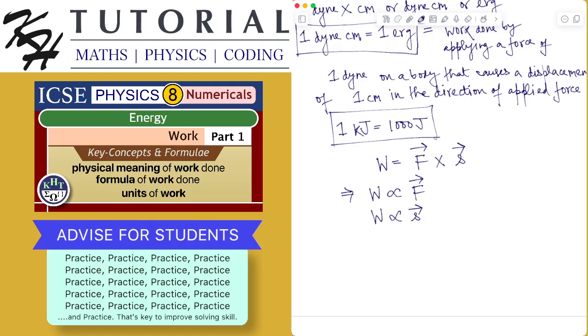And for a constant force, if the displacement is more, the work done is also more. Let's try to understand. For some constant displacement, we can see more F implies more work done, more W. If you apply more force, then more work is done.